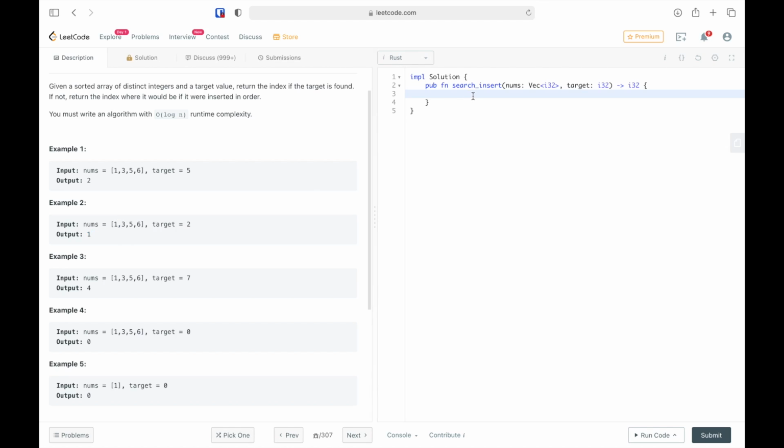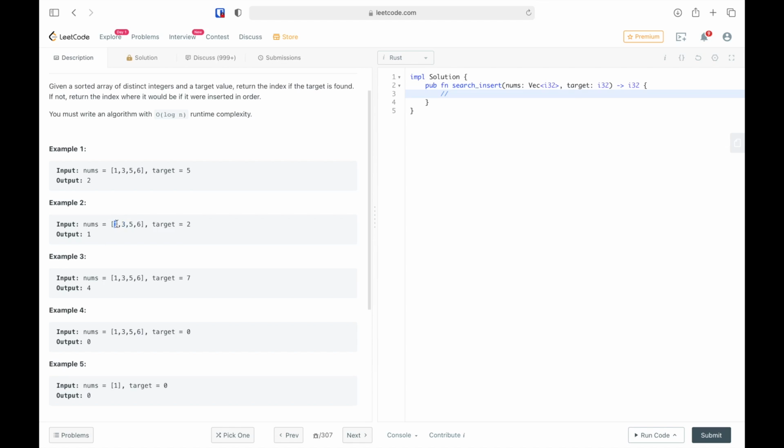Okay, fair enough. So the easiest solution, of course, is not going to be log n, but you could do it in linear time, which is simply iterating through the loop. As long as the target is greater than the number you're comparing it with, keep iterating. As soon as you find a number that is greater than or equal to the target, return the index.